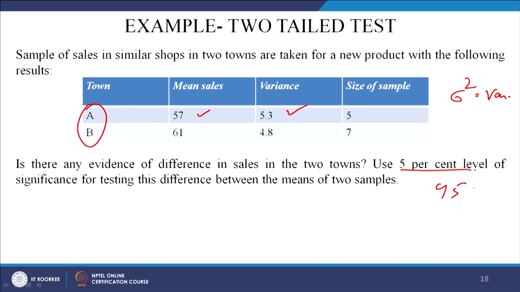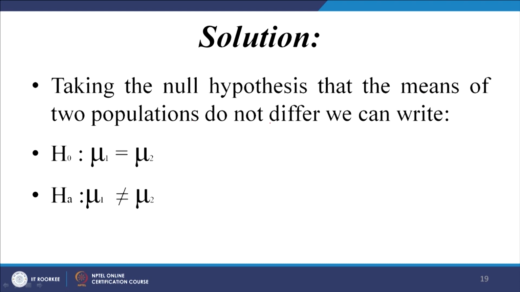Then 95%. Okay. For testing the difference between the means of two samples, okay, sample A and sample B. Now, kindly proceed and please develop the hypothesis. So, taking the null hypothesis that the means of the two populations do not differ. Obviously, when you do not know whether there is a difference or not, how can you claim anything? So, you say there is no difference.